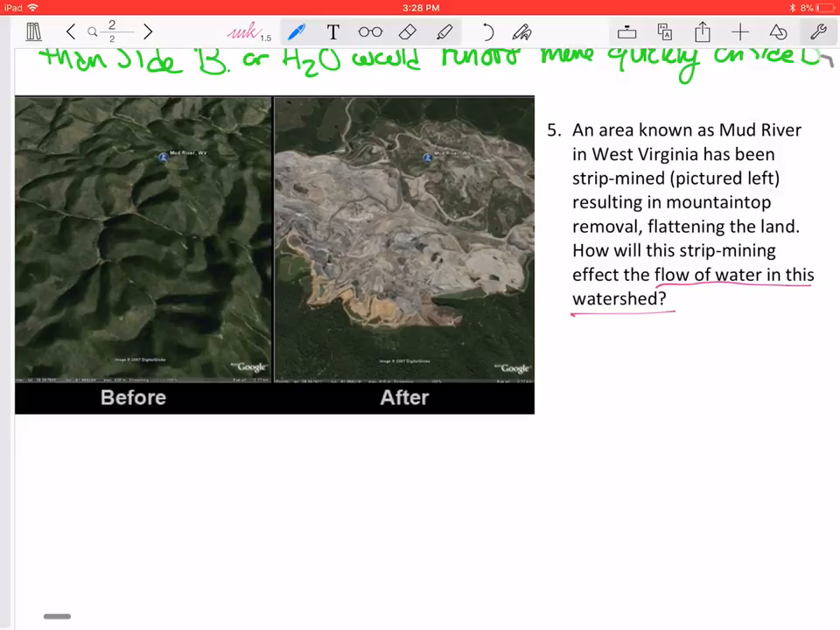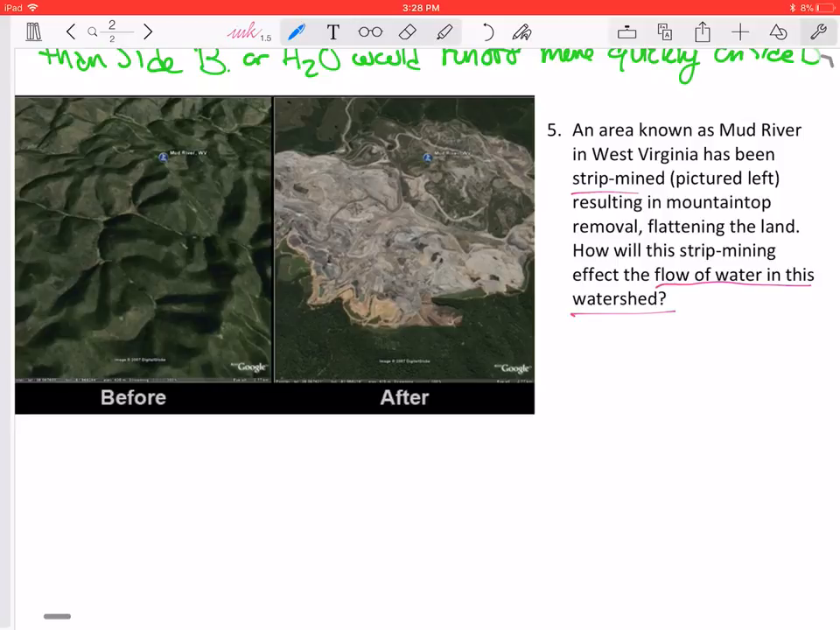I also accepted a couple answers where if you talked about the pollution, because you guys did do a reading about strip mining and how it affects pollution. If you did talk about that and talk about how it's going to pollute the watershed, because that can affect the flow of water, I did accept that as well.